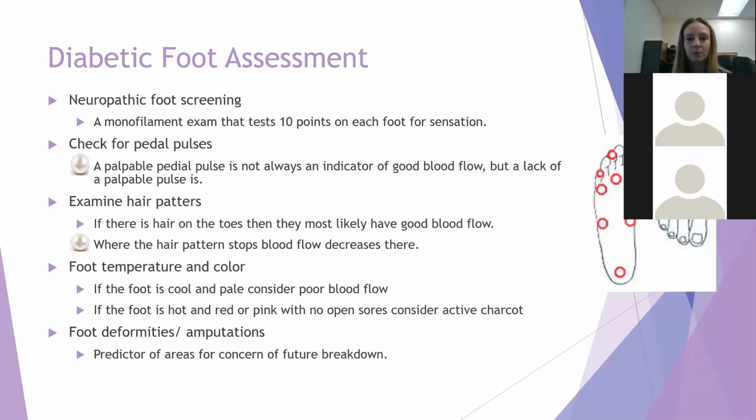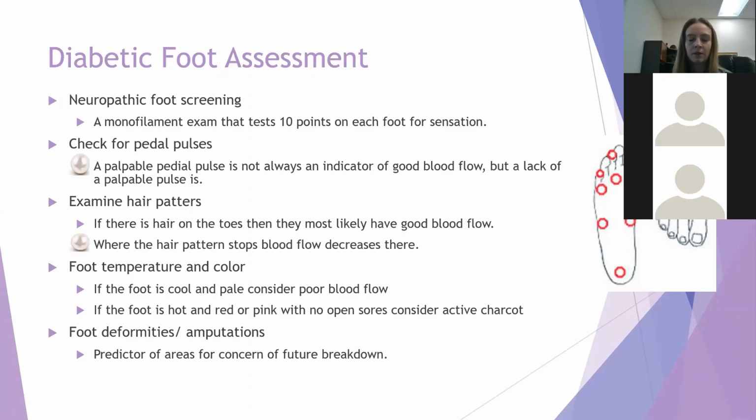You're going to want to check for pedal pulses. With this one though, a palpable pedal pulse is not always an indicator of good blood flow, but a lack of a palpable pulse is. I think it's estimated that about 80% of people with arterial insufficiency will still have a palpable pulse. You're going to want to examine their hair patterns, because if there's hair on the toes, they most likely do have good blood flow. But a good rule of thumb is where the hair pattern stops, the blood flow typically will decrease there, whether it's on the toes, the foot, or the lower leg.